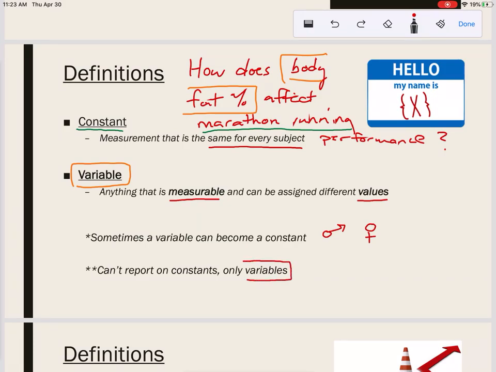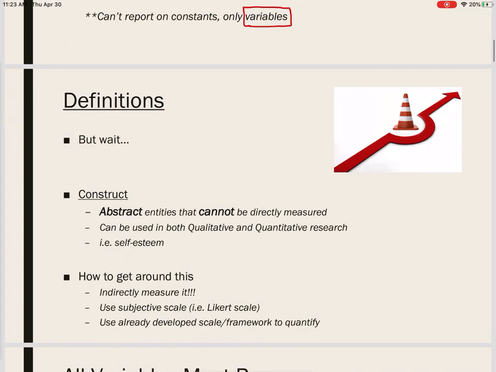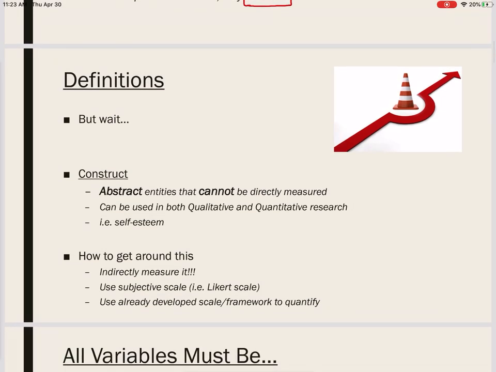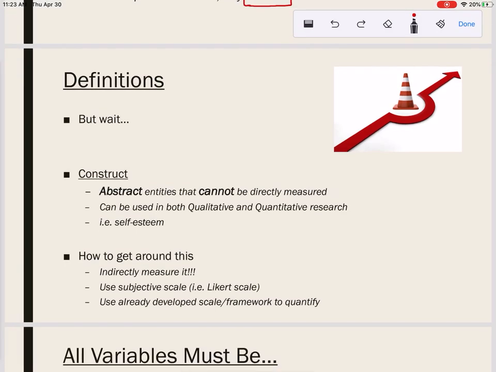One last thing to point out is when we actually start to do statistical tests and writing up our results and such, we're only going to be reporting on the variables. Because again, that is what is of interest to the researcher. We do want to make sure we set up a constant, but we're going to be reporting on the variables, something that is measurable and that will have different values, not the same for everyone.